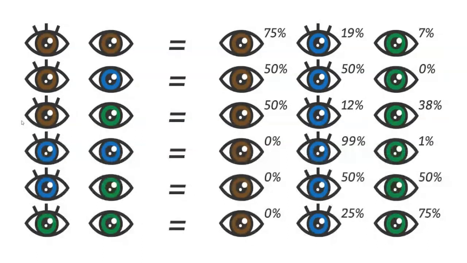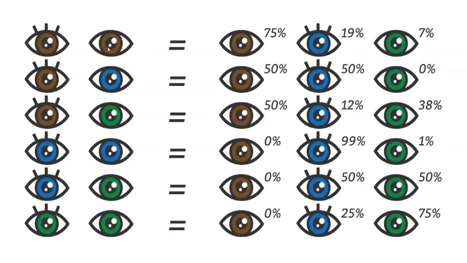Let's look at eye color. Now, eye color is multi-allelic, meaning there's multiple genes that go into controlling this, but if we break it down to a really fundamental level, we can talk about blue and brown eyes.